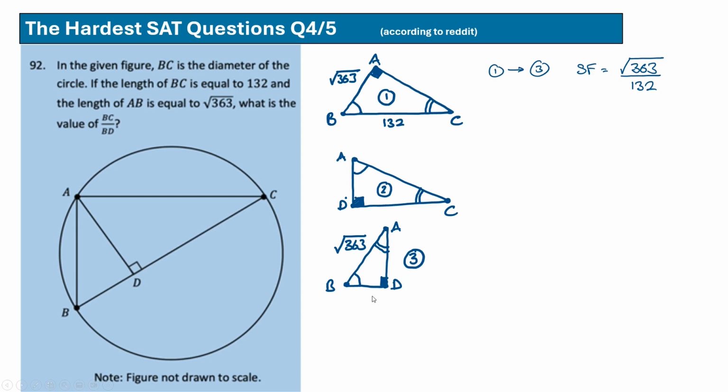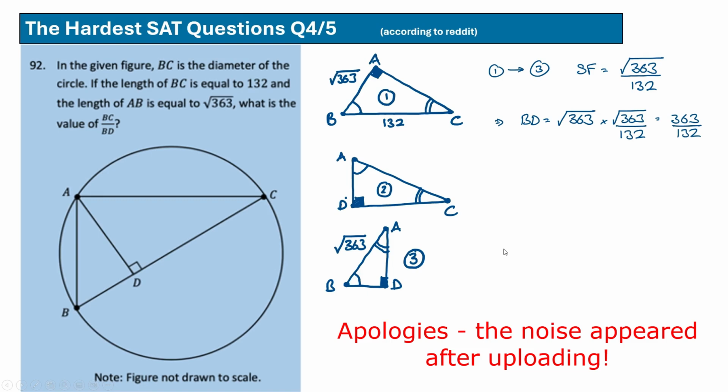I need BD. Now I know BD is the side that's between the right angle and the single lined angle. I've got that in my triangle 1: the length AB is that equivalent length. It's the length between the right angle and the single lined angle. So that is root 363. Therefore BD must be root 363 multiplied by the scale factor, which is going to give me 363 over 132. Thankfully, I can see they're both divisible by 3, and I can divide them down by 11, which ultimately gives me 11 over 4.